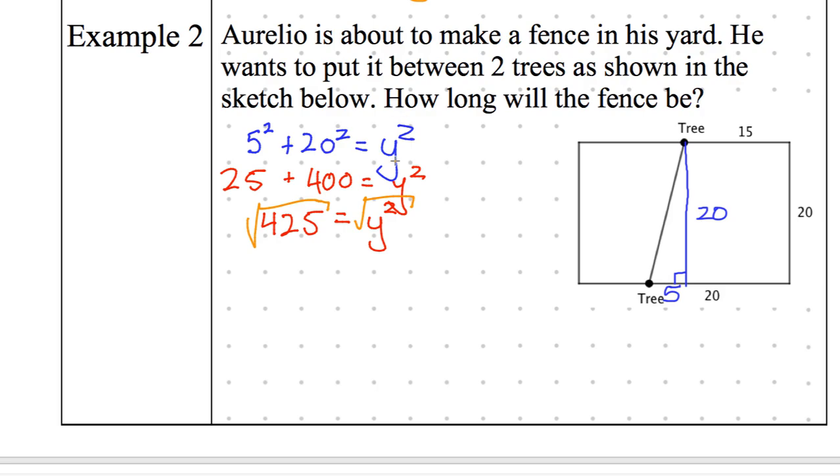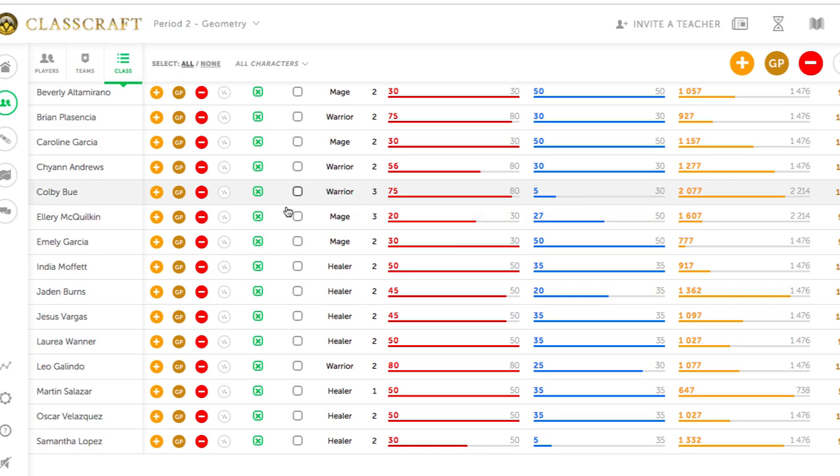Who can help me round the square root of 425? Right now I have y, this unknown length, which I'm calling y, is equal to the square root of 425. How do I round that? Aurelio? Square it, and then you get 20.6. So this is approximately equal to 20.6. Did he get it right? Thumbs up, thumbs down? Everyone else got 20.6? Perfect. There it is, 20.6. Thank you, Aurelio. You can turn in your card.